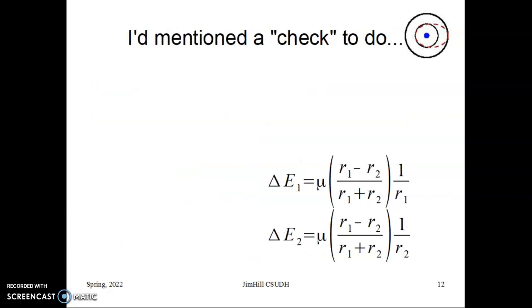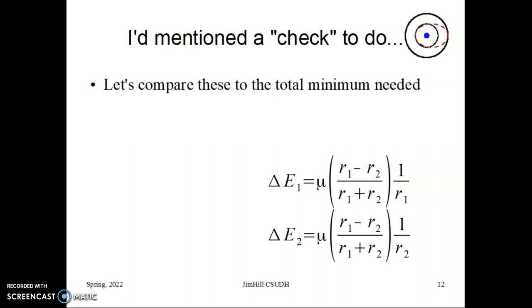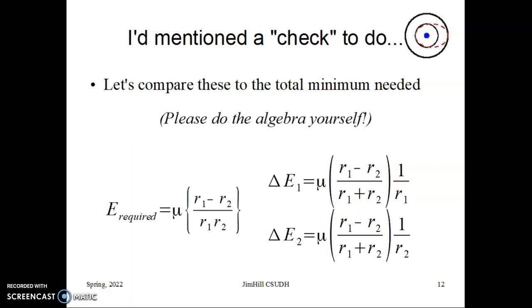So I keep mentioning that I should check it. What I need to do is compare the total of these two to the total minimum needed. Frankly, you should do the algebra yourself. It's not that hard. It does indeed work. If I add up these two delta E's, I find that that is the same as what I got for the total required. So it was an efficient process. I did not waste energy by doing that.